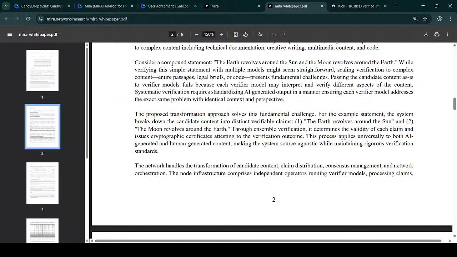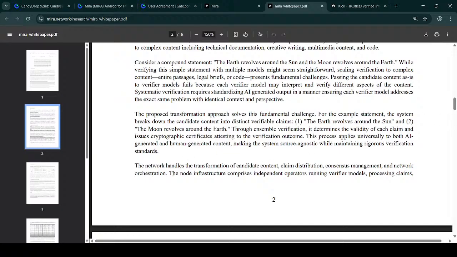recording the verification outcome. This process applies universally, to both AI-generated and human-generated content, making the system source-agnostic and maintaining the verification standard, guys.